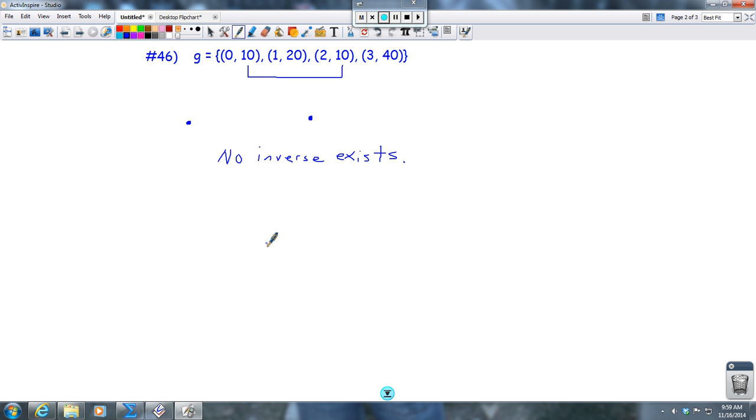Now, if it did exist, then you would have taken each of these points and you would have reversed them. So this would have been 10, 0. This would have been 20, 1. This would have been 10, 2. And this would have been 40, 3. Because that's what you do to find the inverse. You would switch x and y's. But no inverse can be found. So problem 46 is complete.